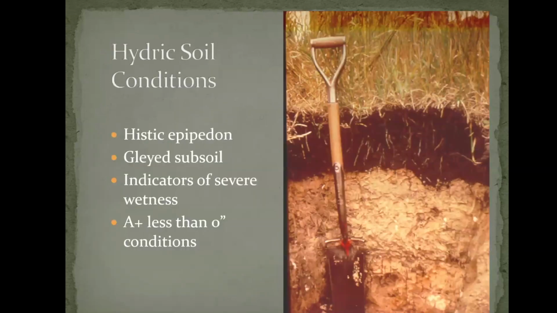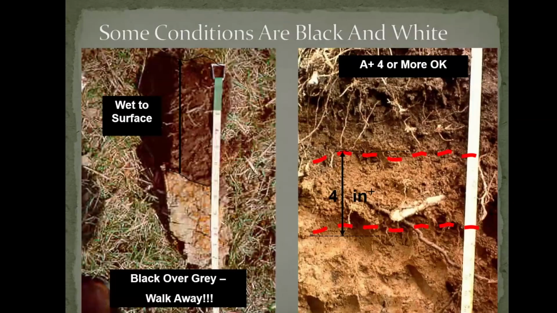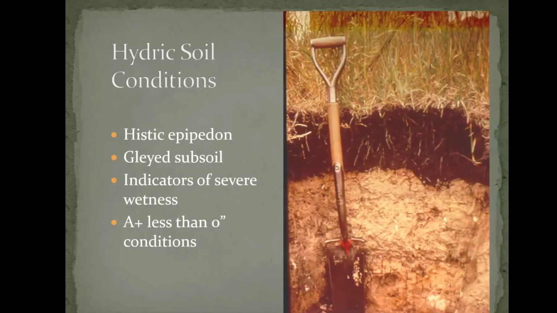So if we have, and we'll talk about what a histic epipedon is in classification tomorrow, but a histic epipedon, we've got the real dark organic soil on the top. We have a gley subsoil underneath. There's that gray subsoil underneath the topsoil, and that's what they consider a hydric condition, or possibly a wetland. Very, very wet, severe wetness that we have out there.